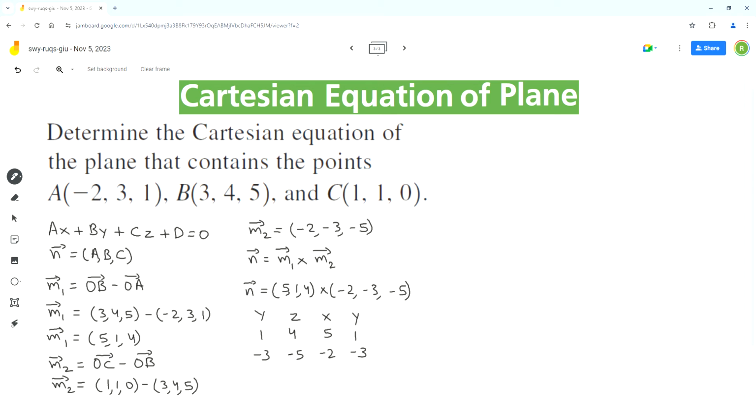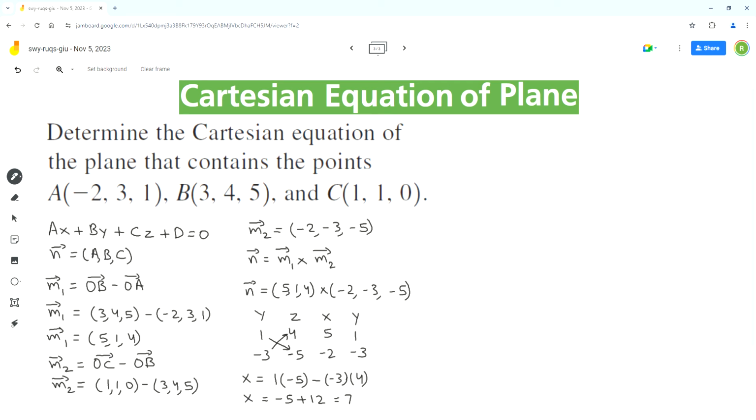Now we can find the x, y and z components of the normal vector. So let's start with the x component. We should cross multiply the y and the z components. 1 times -5 minus -3 times 4. I get x equals 7.